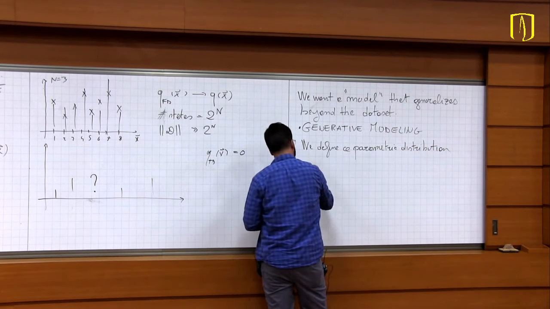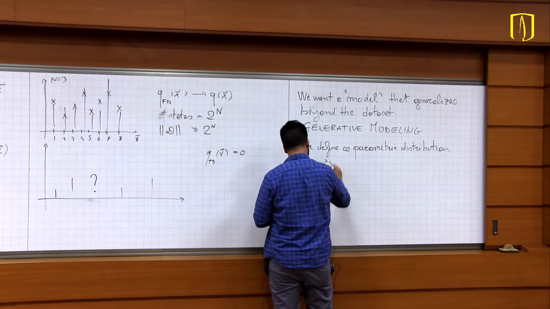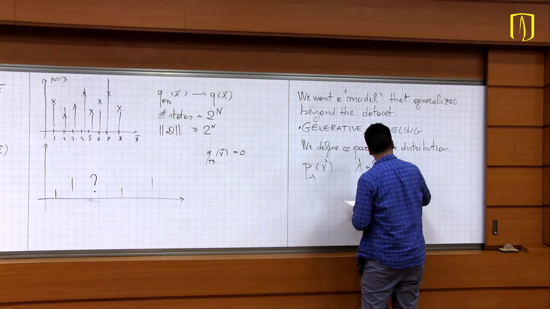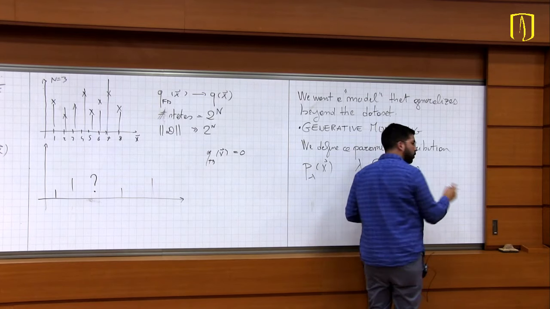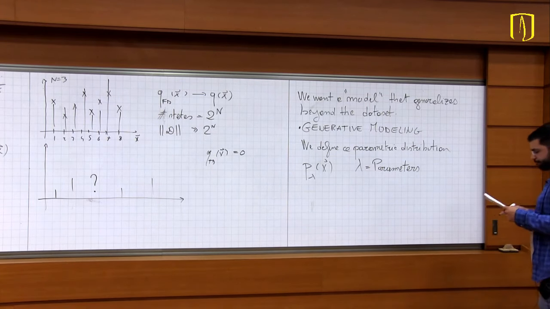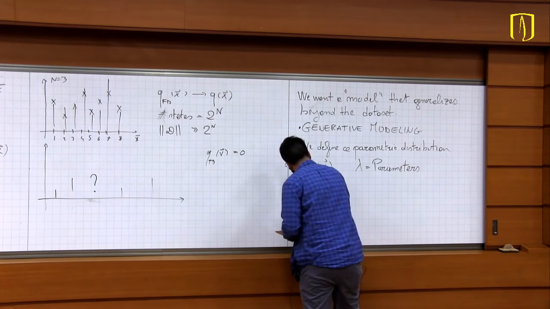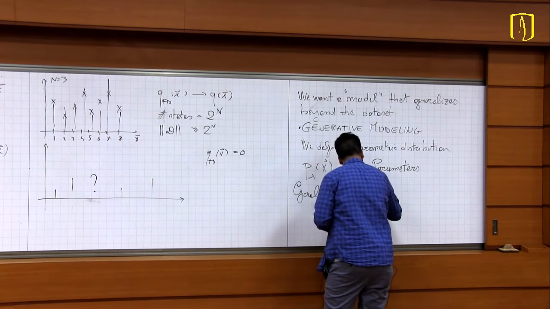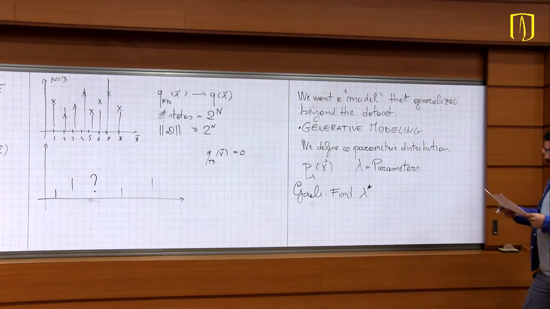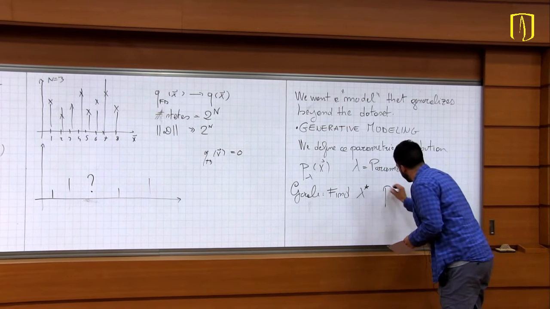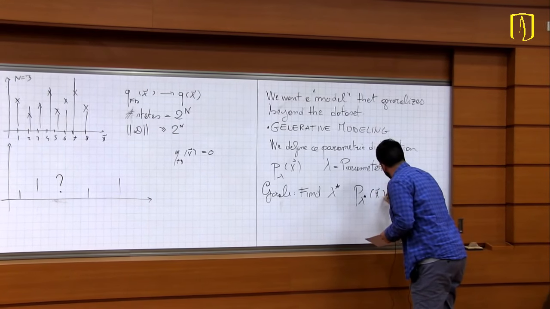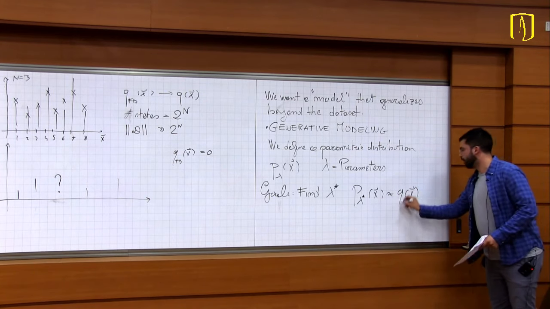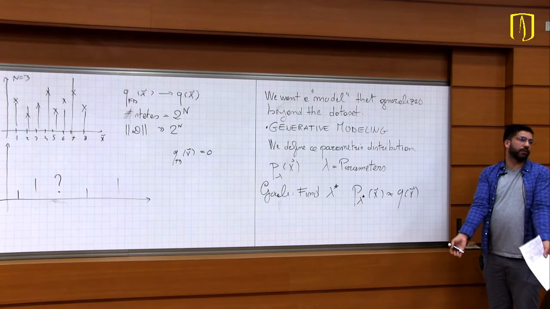We call this P lambda of X, and this lambda are the parameters. I think they were called theta in Juan's lecture. And so the goal essentially is to find some set of parameters lambda star, in such a way that your parametric distribution P of lambda star mimics the unknown distribution Q of X. And you want to do this starting from the data that you have available.